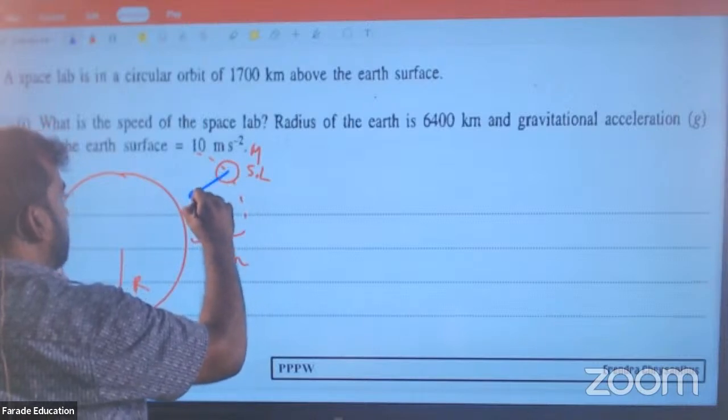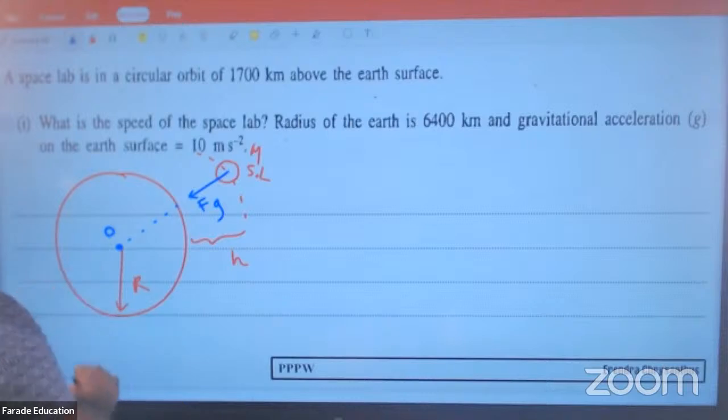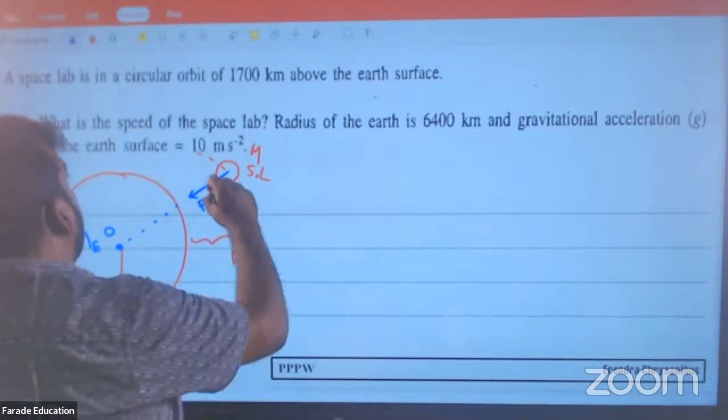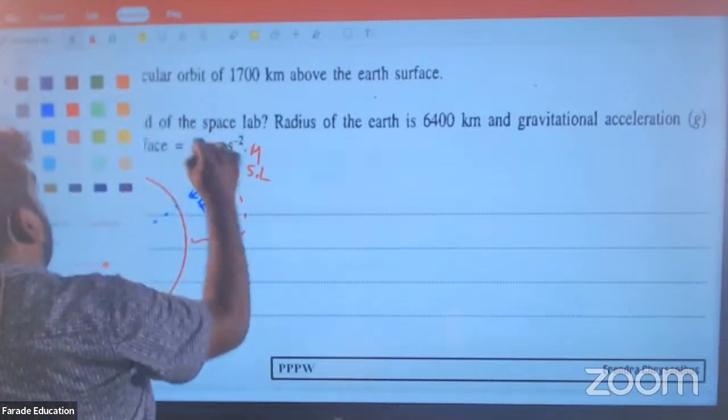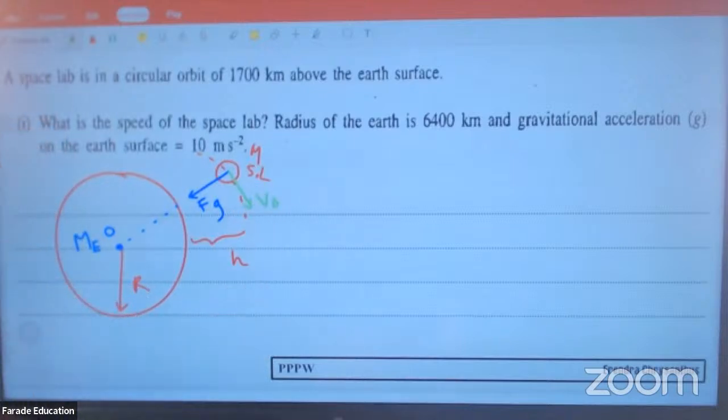Somebody is providing centripetal force. Who is providing centripetal force? Gravity is providing centripetal force. Here, mass of Earth, ME. Look at the board carefully. They want us to find the orbit velocity. Orbit velocity is V naught. Carefully look.